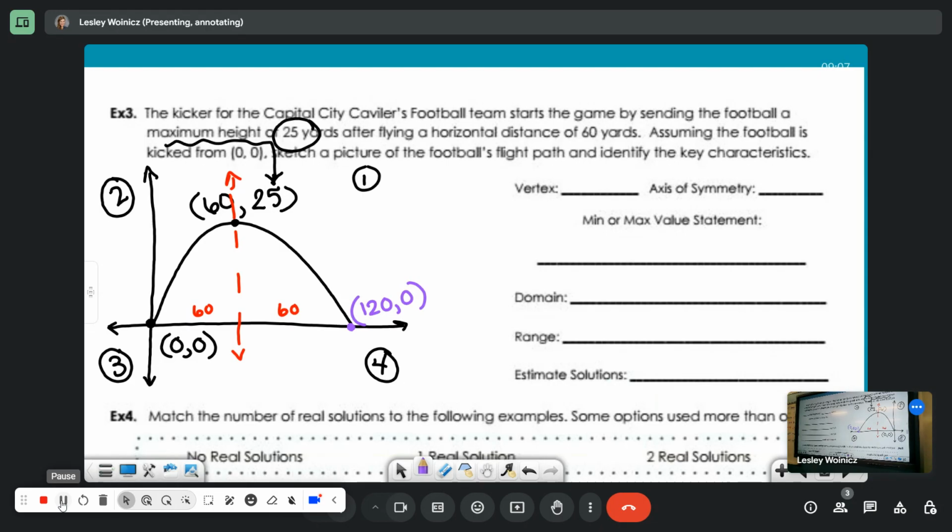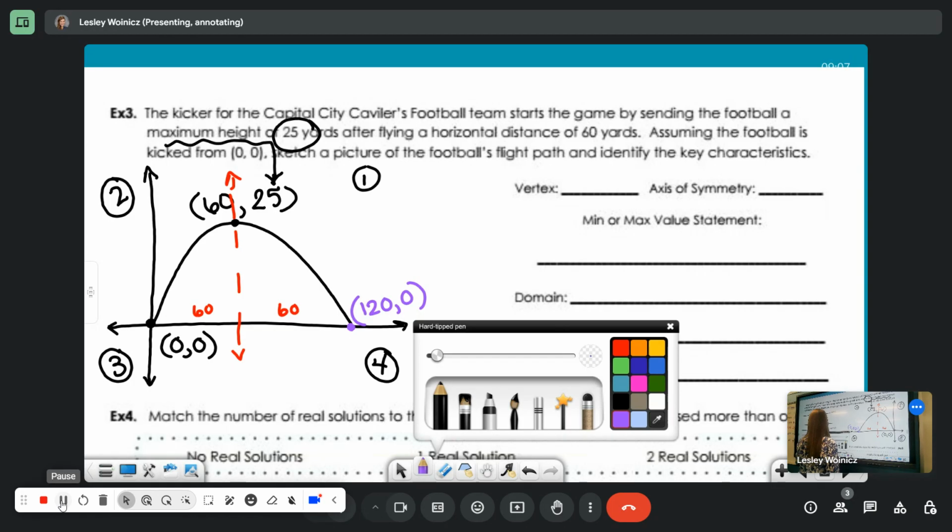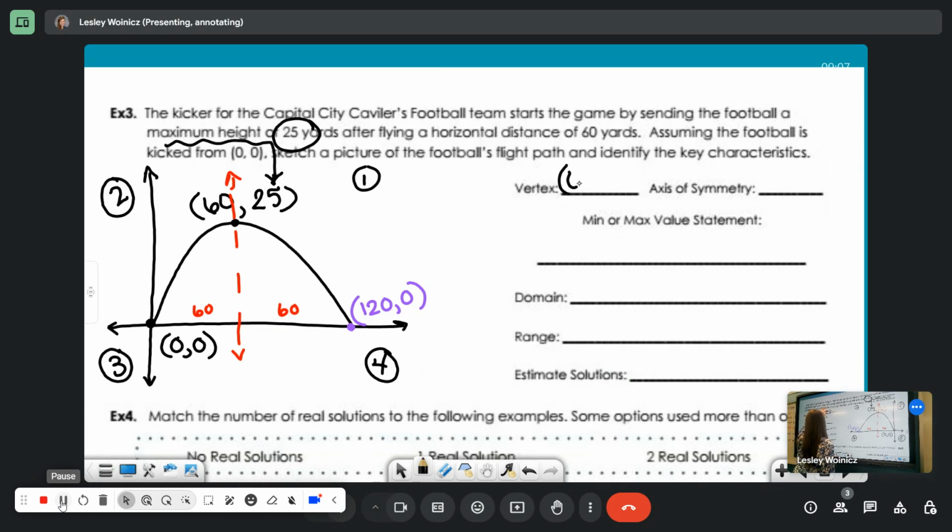Everybody got it? All right, what's the vertex? 60, 25. Do you guys want to try doing this on your own? Axis of symmetry? Okay, I'm hearing people say 60. Do we say equations as just a number? X equals 60. Thank you. I thought I was going to have to start screeching like a banshee. All right, go ahead and write the min or max value statement.